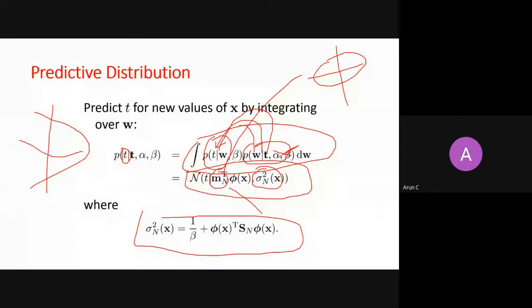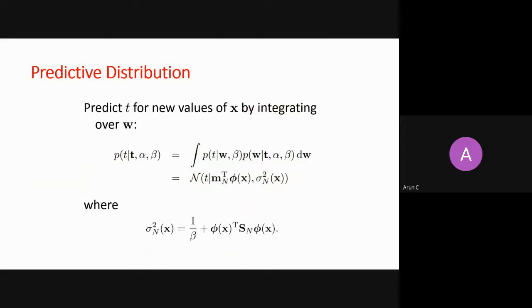So here the intuition is that once I have done all my calculations, I find that my predictive distribution is also Gaussian with some mean, and the mean is of what form? It is of the form W transpose X. And you know what W transpose X is? It's a line. And what is W here? It is the mean of the posterior, right?